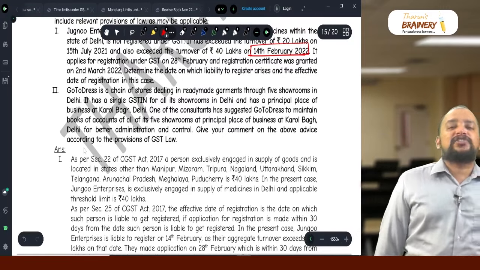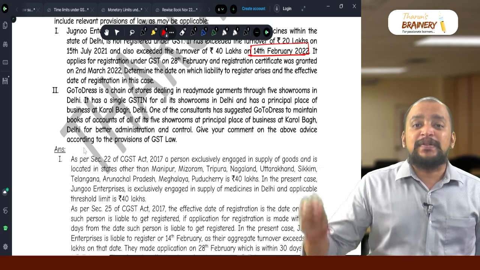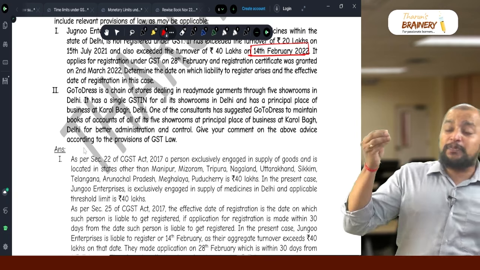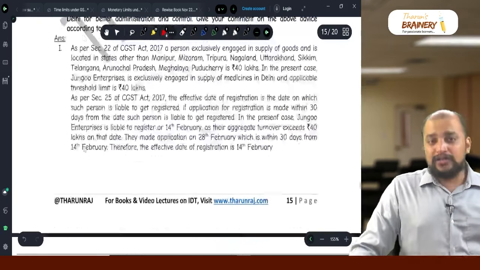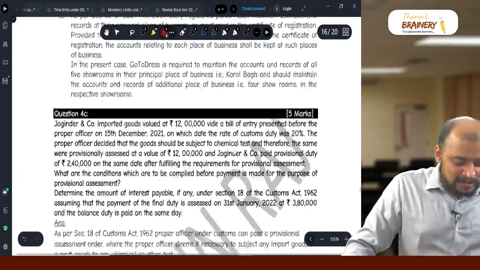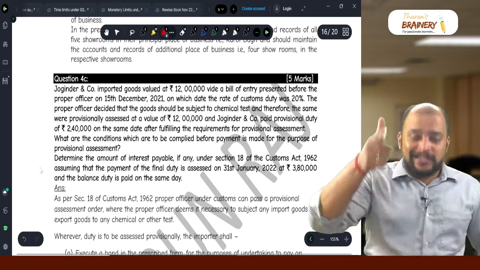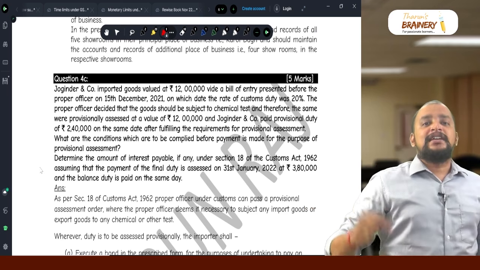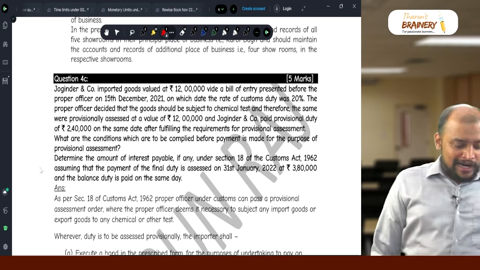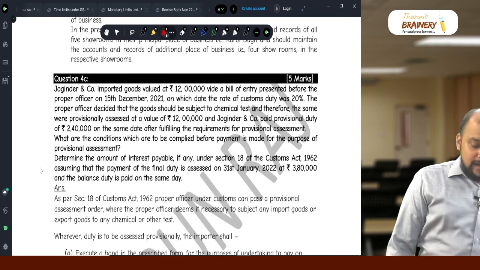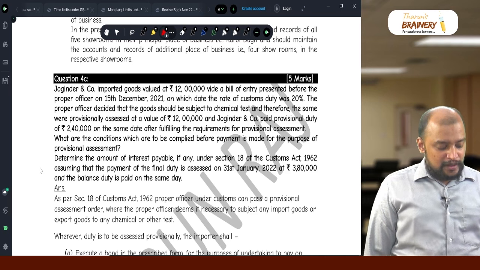Yes, as per section 35, we need to maintain the accounts and records pertaining to the business in the principal place of business and accounts and records pertaining to additional place of business in each and every additional place of business. So that is the provision we need to write. 2 marks. Then question number 4C. So this question number 4C, again in that marathon I have discussed interest computation under provisional assessment under customs.